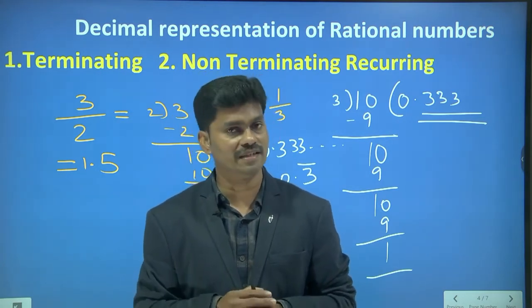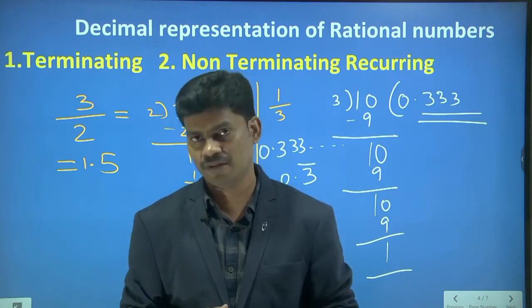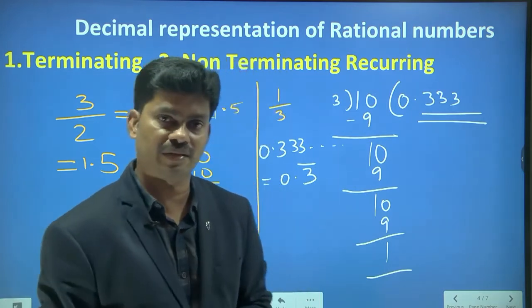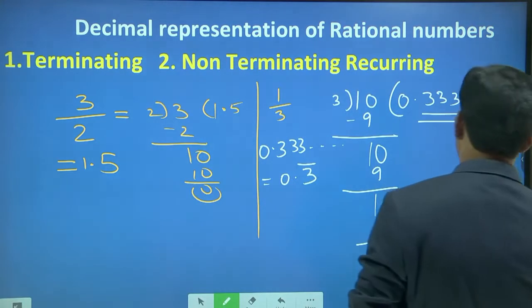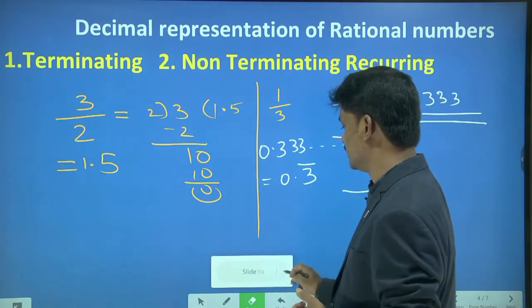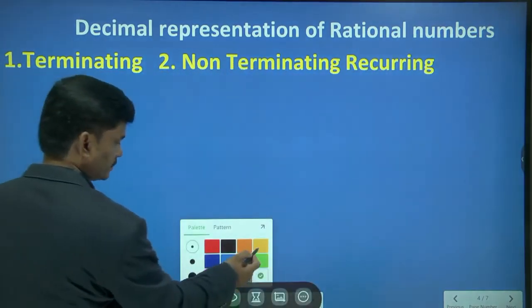Then what about the irrational? Just now we have seen an example. Root 2 is equal to 1.414213 and so on. What is the name we are giving there? Can you guess? Non-terminating, non-recurring decimal. Let me write on the board.